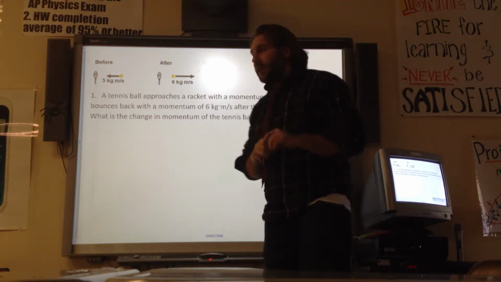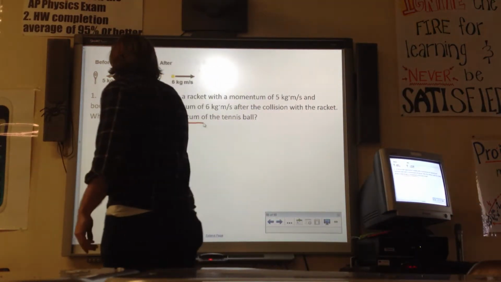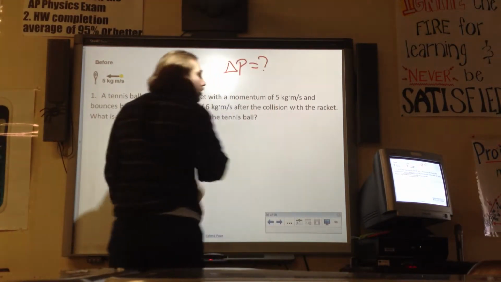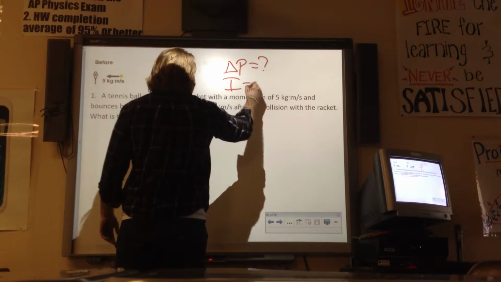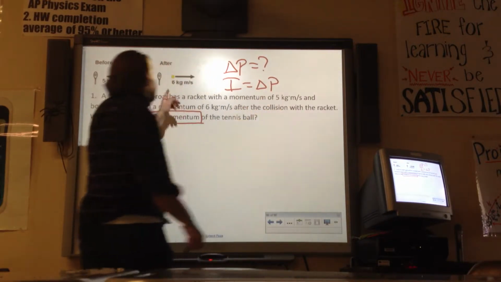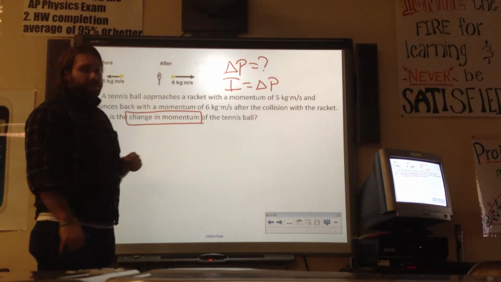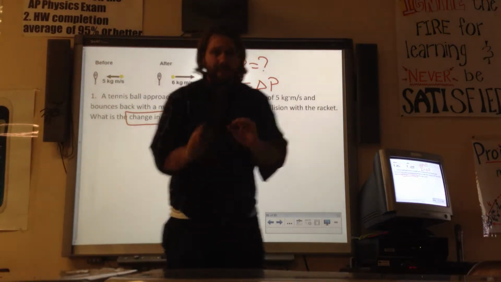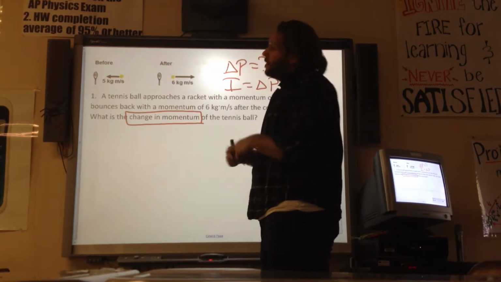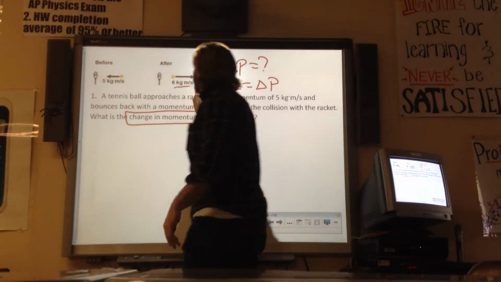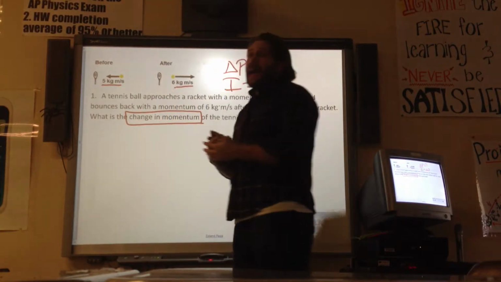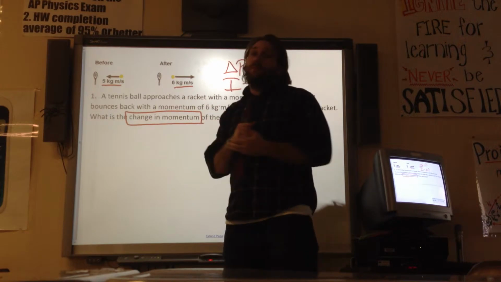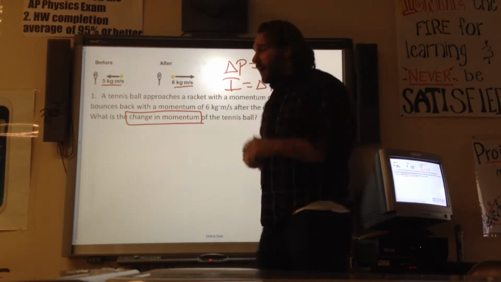First, I want to point out one of the things that we're talking about here. It says change in momentum. We're looking for delta P, which you may remember is also equal to the impulse given to the tennis ball. So the change in momentum is equal to the impulse. One of the biggest mistakes I see is students see two numbers, 6 and 5. I'll see them either add or subtract them and say, well, the change in momentum must be 1. Today I'm going to show you why that's not true.